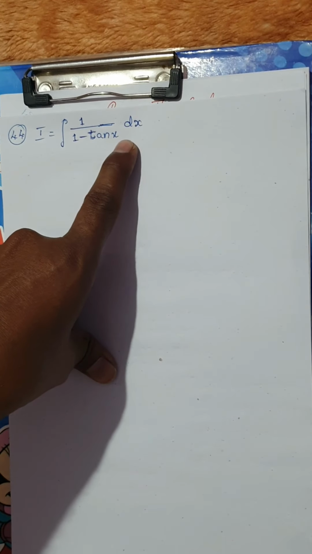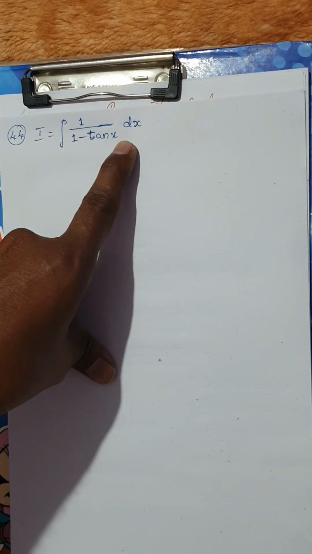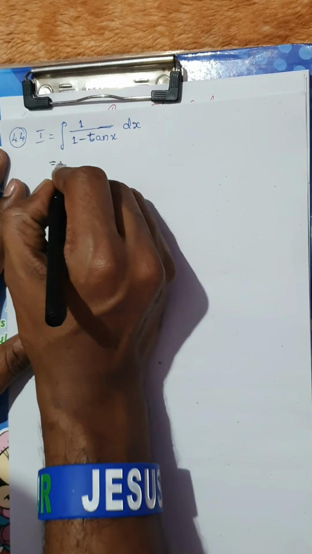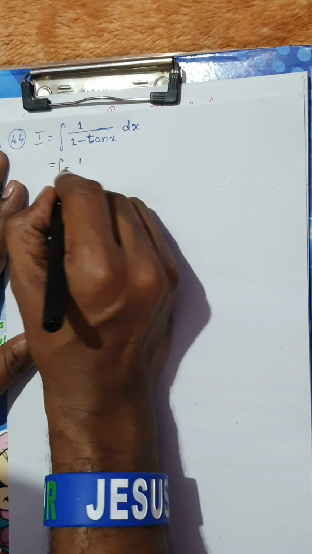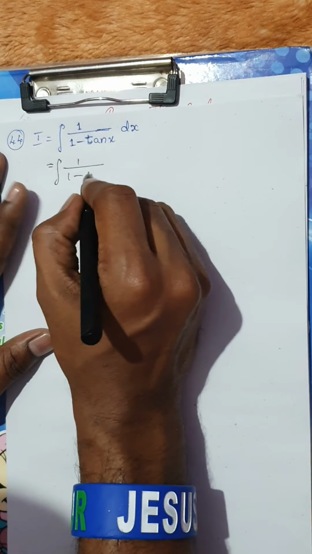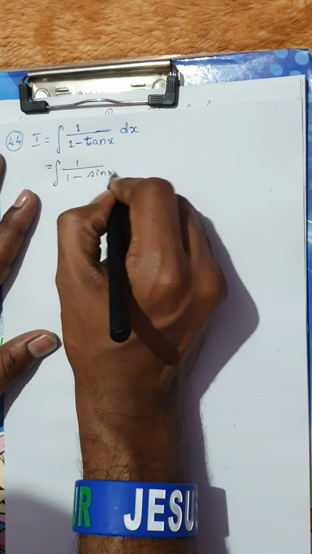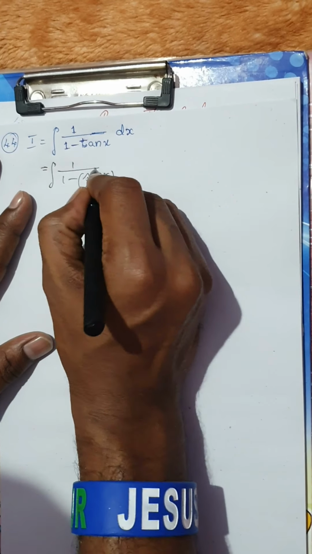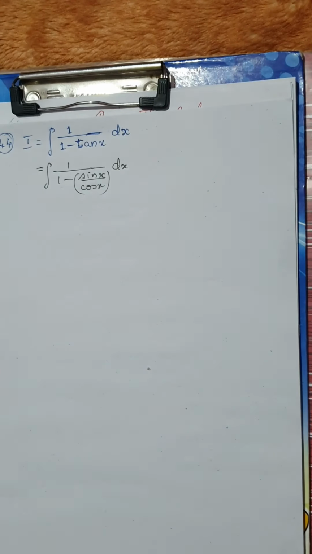Right. Okay, dear students, let us come to the conclusion with one last question for the session. Integral of 1 divided by 1 minus tan x dx. This question also we are going to solve similar to the previous question. See what happens. This is nothing but integral of 1 divided by 1 minus tan x. I am going to write it as sin x divided by cos x, and this is dx as it is.